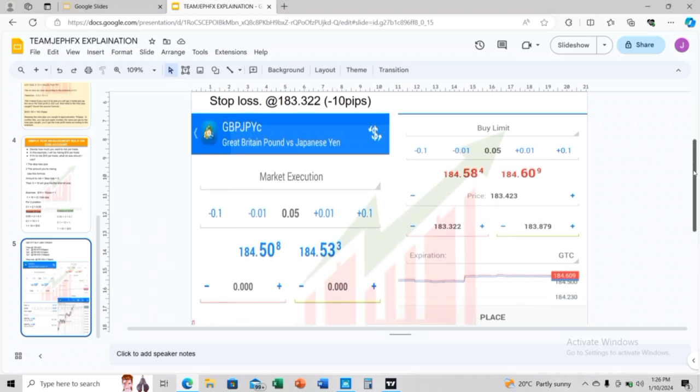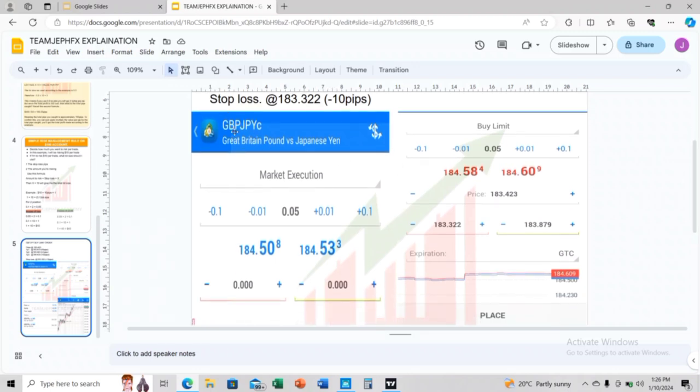Looking at this first picture, you can see that we are already on GBP JPY, Great Britain pound versus Japanese yen, and this is what will first come out: market execution. Then this is your lot size. If this lot size is not according to what you've marked out to use, like in this example, we've marked out to use 0.05. Don't forget, if it is showing, let's say 1.00 or something different, change it to the lot size you calculated. In this example, the lot size we calculated is 0.05, so change it to 0.05.